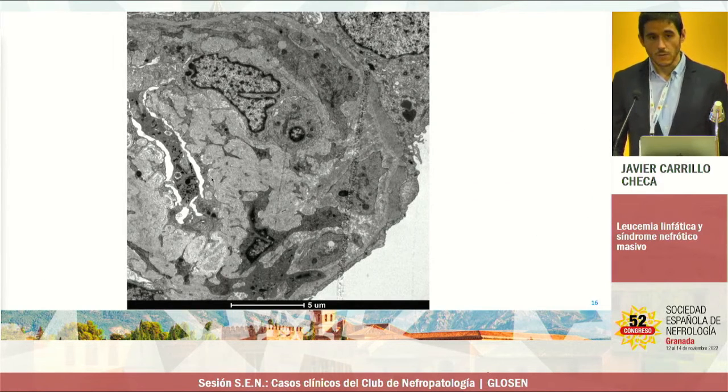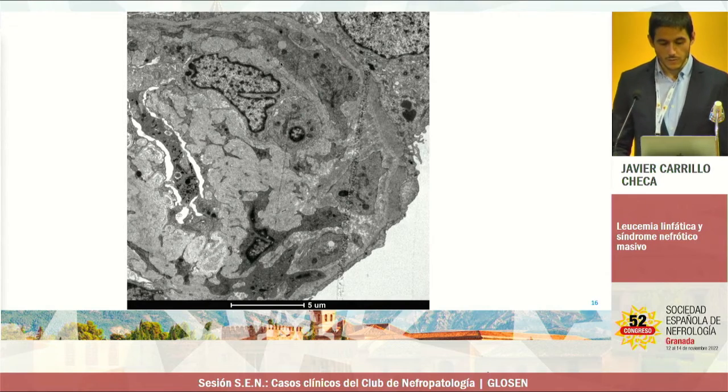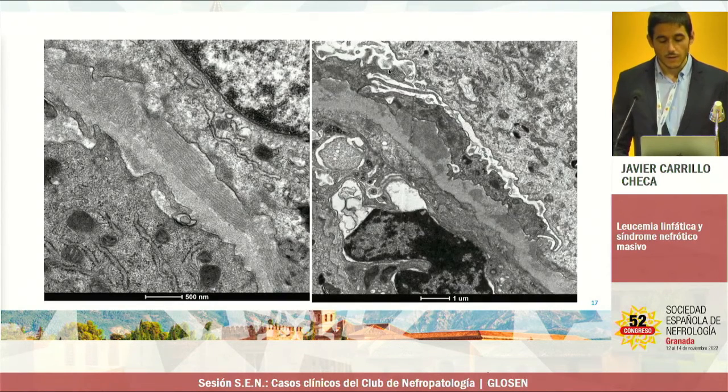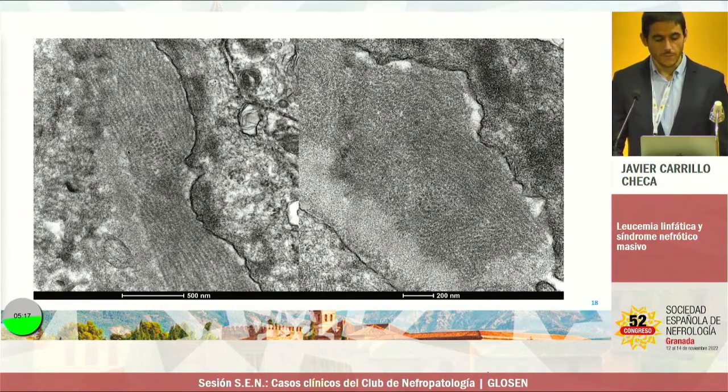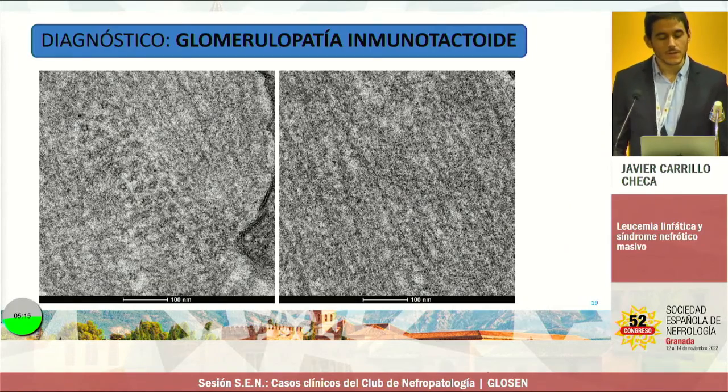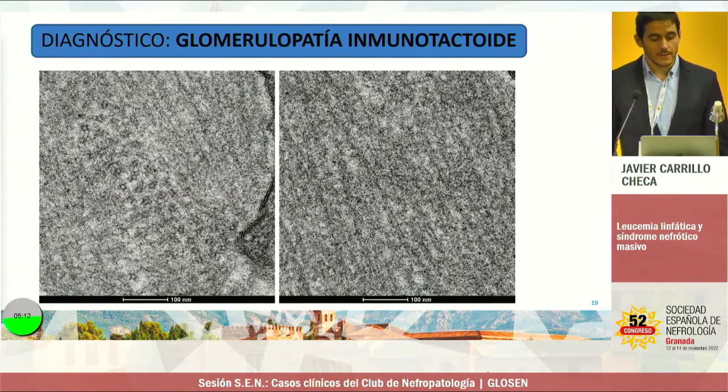En esta imagen de microscopía electrónica, ya a bajo aumento, vemos una serie de depósitos que cuando bajamos vemos que son unas estructuras fibrilares, no demasiado electrodensas y que se localizan a nivel subepitelial, a nivel subendotelial y también las encontramos a nivel mesangial. Estos depósitos presentan una llamativa estructura organizada, formando unos haces en paralelo. Y cuando los vemos en un corte transversal, vemos que realmente son microtúbulos con un centro electrolúcido, por lo que finalmente nuestro diagnóstico fue de glomerulopatía inmunotactoide.